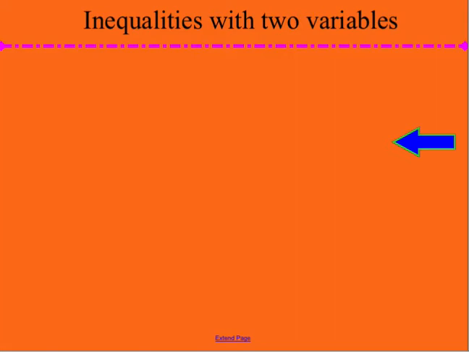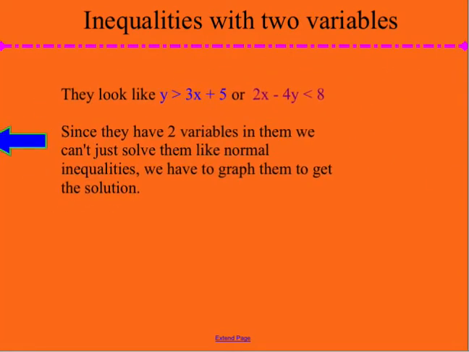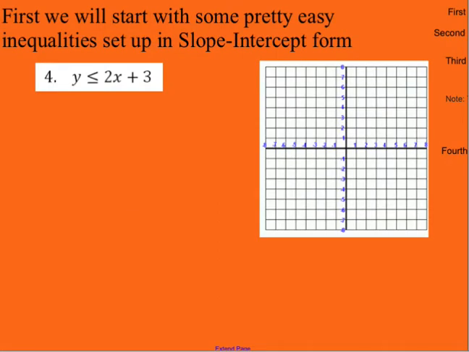So let's take a look at doing inequalities when given 2 variables. So this is what I want you to write in that chart. Okay, so what it looks like is you're going to have 2 variables in it. So you're going to have something like y is greater than 3x plus 5, or 2x minus 4y is less than 8. All right, so since they have 2 variables, we can't just solve them like normal inequalities. So we actually have to graph them to find the solutions. So you don't have to write this down verbatim, which means word for word. Write down what you need to remember this, but I do want you to have this general idea written down on your note sheet.